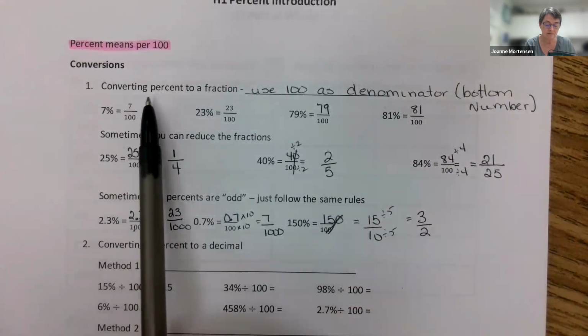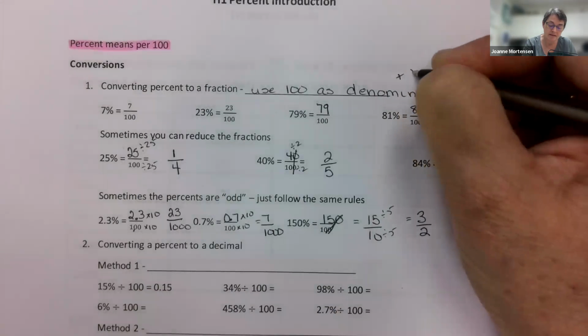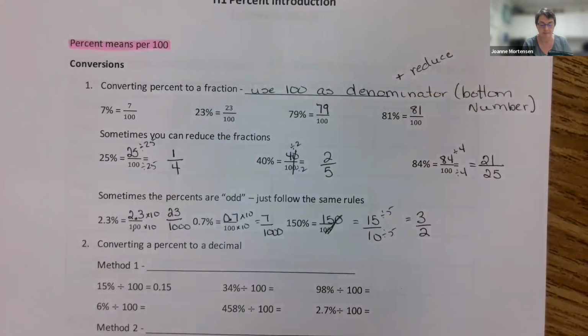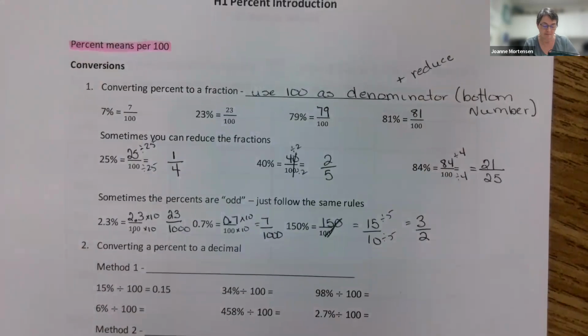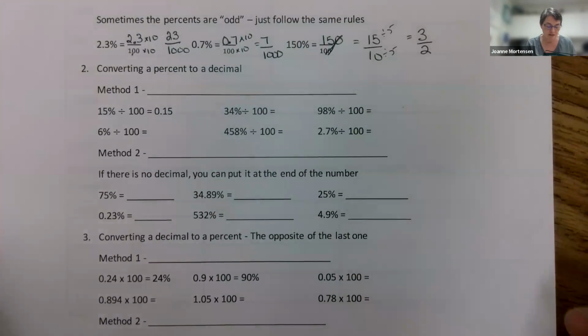Okay, so use 100 in the denominator and reduce. There, ta-da. All right, next one. Whoopsies. Converting a percent to a decimal. Well, the easiest way, just divide by 100.